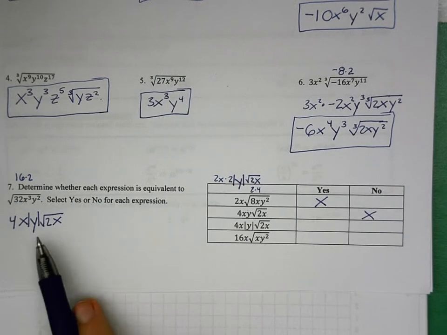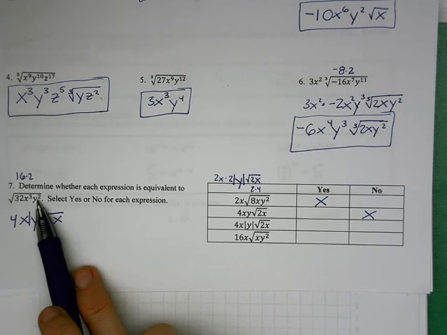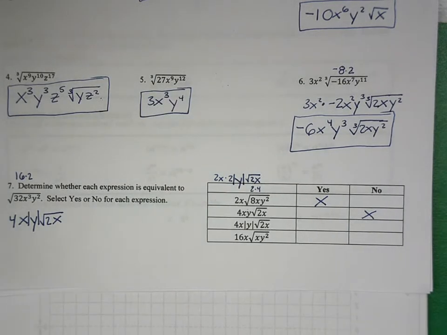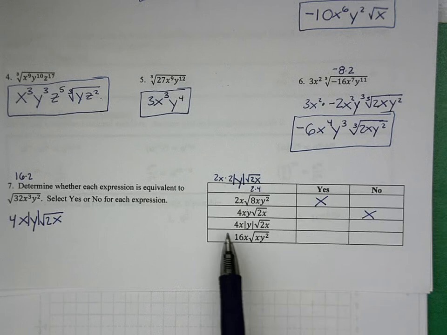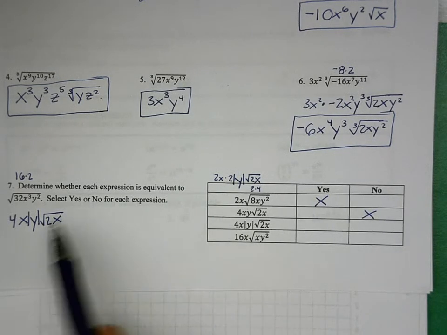It has to be positive because I'm square rooting y squared, which is going to be a positive number. Y squared is positive, right? And so we need those absolute value bars there. Okay, 4x absolute value of y root 2x. Well, that matches perfectly, so that's definitely true.